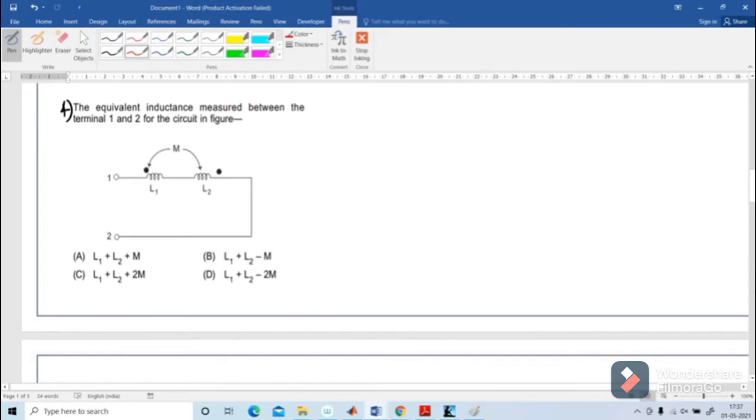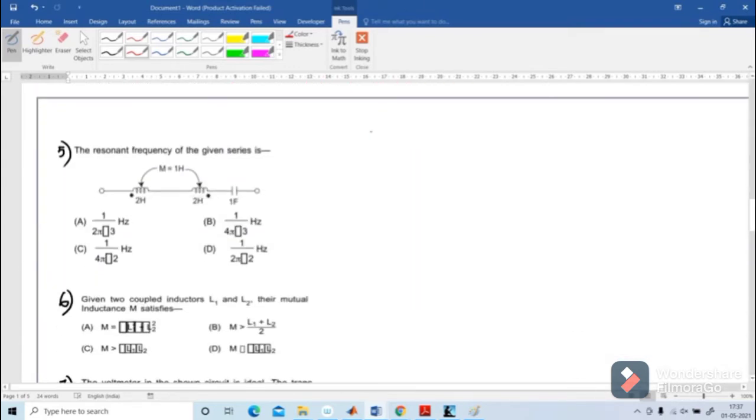Problem 4. The equivalent inductance measured between terminals 1 and 2 for the circuit in the figure. I have to mark the current direction here. The first coil current is entering the dot and the second coil current is leaving the dot. What is the effective inductance? L effective is L1 plus L2 minus 2M. That is the correct answer. Option D is correct.